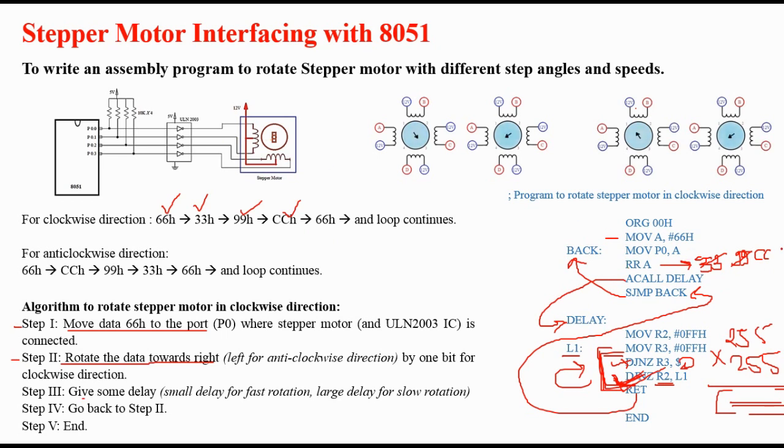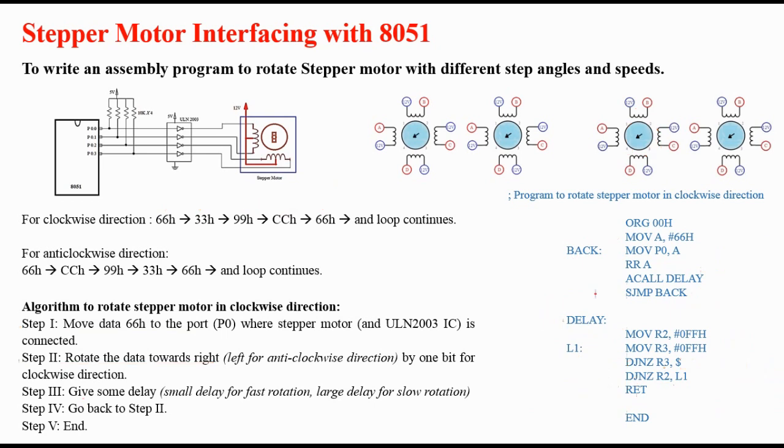Rotate right accumulator, then it will become 66, A called delay. After some delay a jump back over here. Now move the content, that is 66, on port P0 and the motor will come to position number 4. In this way, one by one the shaft is covering one position, and the shaft will complete a 360-degree rotation. In this way the motor will keep on rotating.